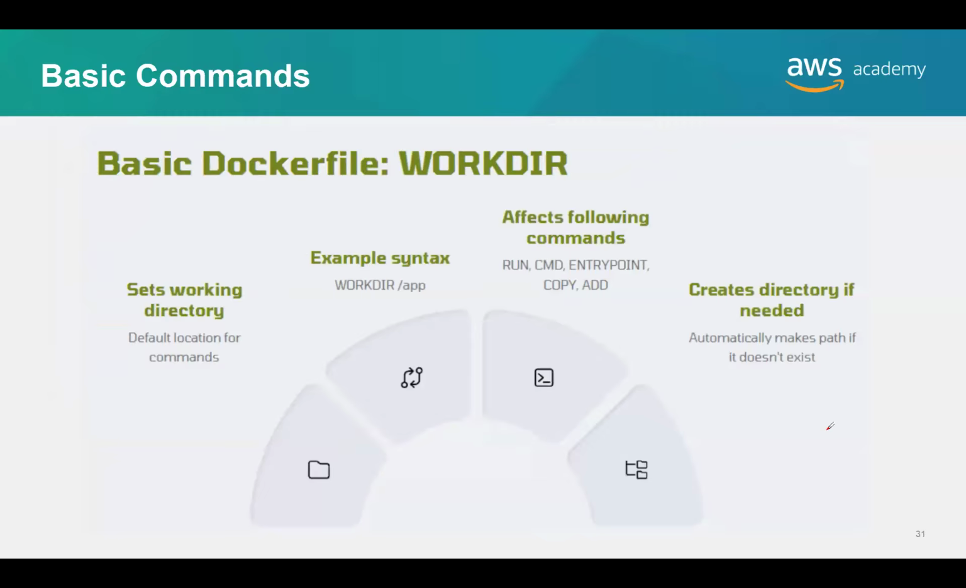So a Dockerfile will have a working directory. Working directory means we can work on directories. WORKDIR sets the default location for commands, for example WORKDIR /app, and for RUN, CMD, ENTRYPOINT, COPY and ADD also. It can create the directory if needed and makes it available in the path if it does not exist at all.